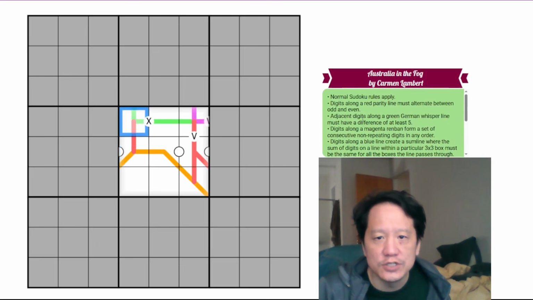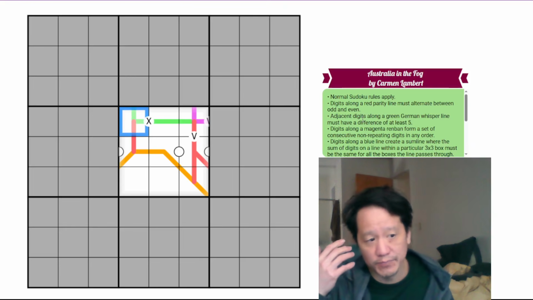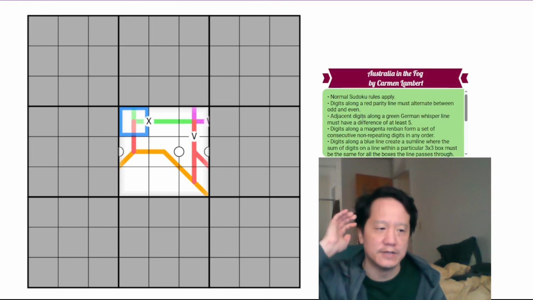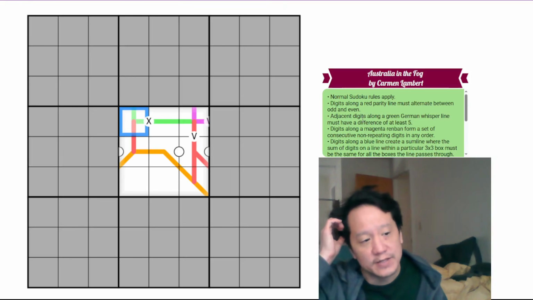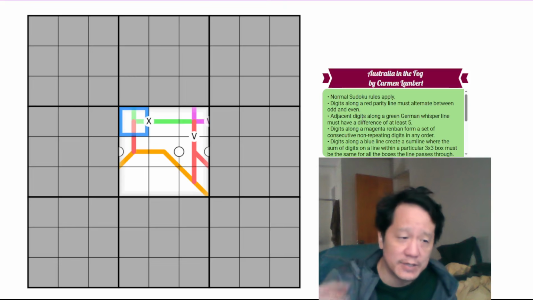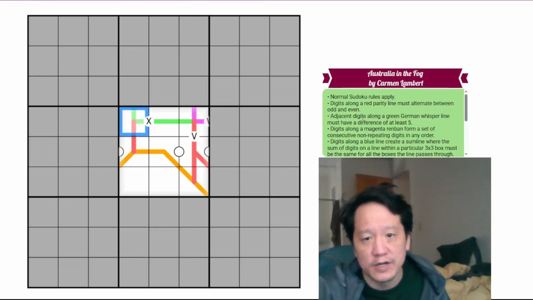Adjacent digits along a green German whisper line must have a difference of at least 5. And I call these whisper 5 lines, not because I'm coming up with it. A setter came up with this name, and I thought it made sense because it's very extendable. So anytime I say whisper 5, know that's basically the same thing as a German whisper line.